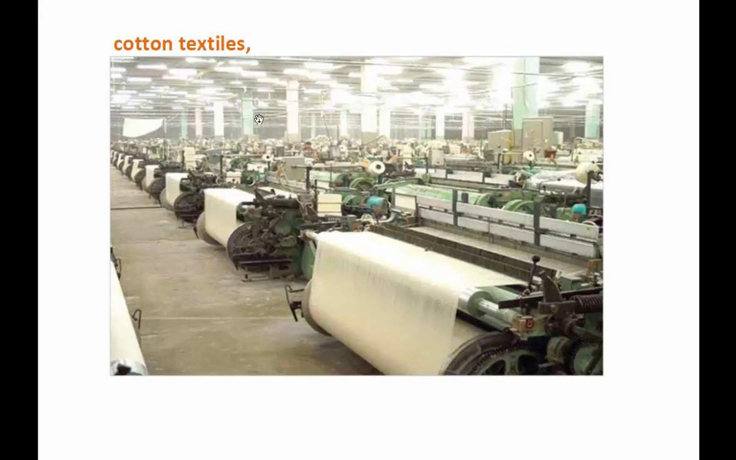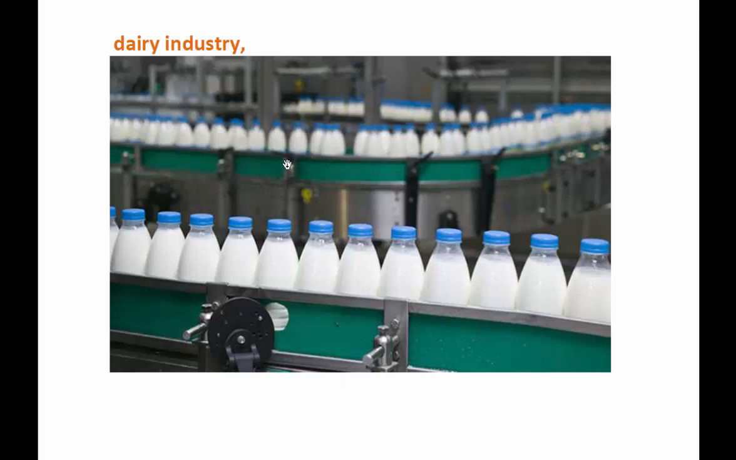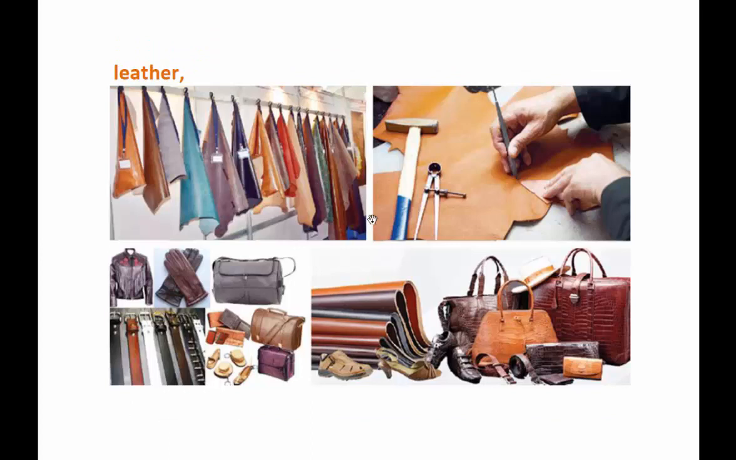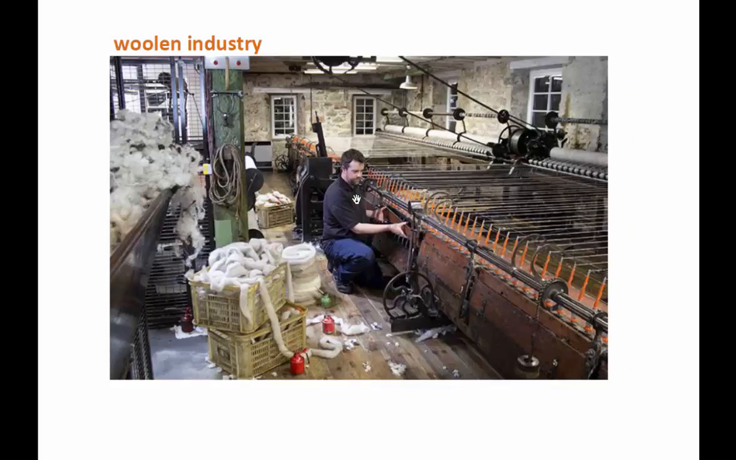Cotton textile industries are also part of agro-based industry. Dairy industry is an industry which produces milk and milk products, such as butter and cheese. They also belong to agro-based industry. Meat canning industry. Most of the meat comes from agriculture, animal rearing. Meat canning or meat packing is also a part of agro-based industry. Leather industry, you can see from the picture right here, is also an agro-based industry. Even woolen industry.